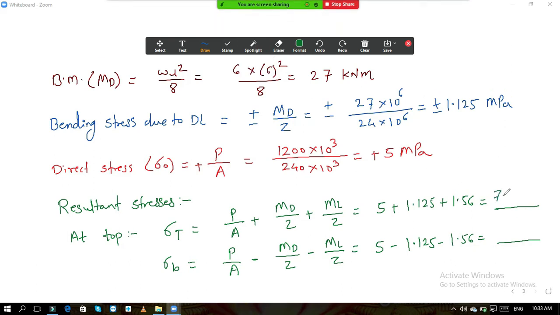It is 7.68 Newton per mm square, and then 5 minus 1.125 minus 1.56, so 2.315 or 2.32. Now you can draw the diagram.